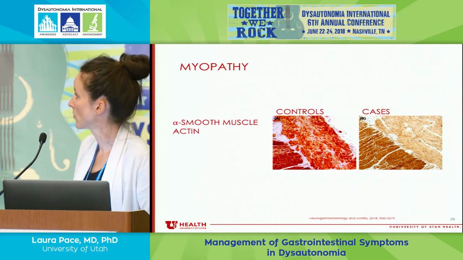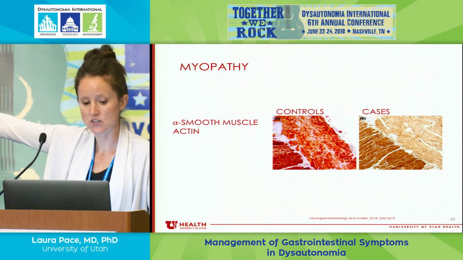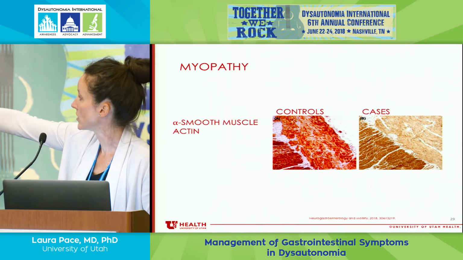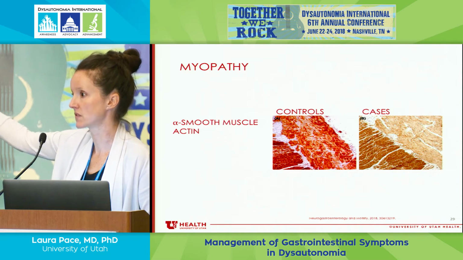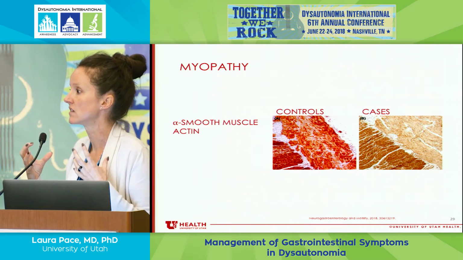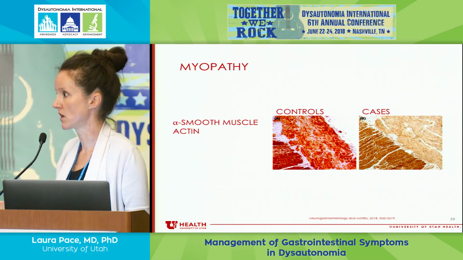And then just to look at what a myopathy looks like. This is a special stain for muscle. And what you can see is the staining is very different in the controls versus the cases. And so this is a direct injury to the muscle.